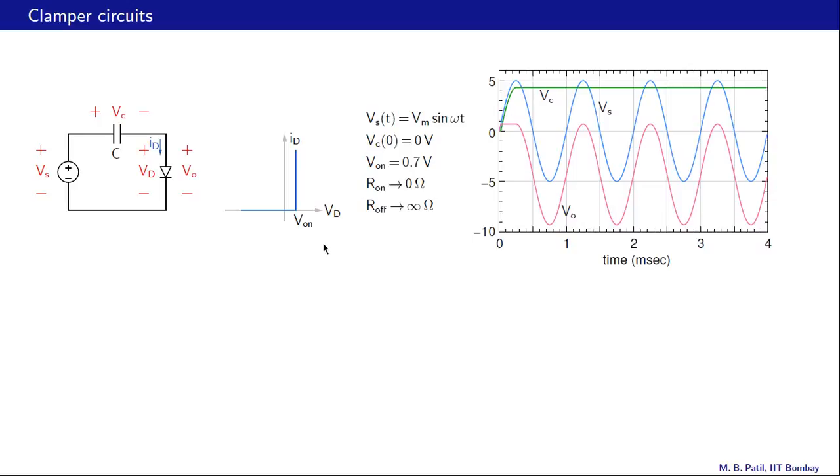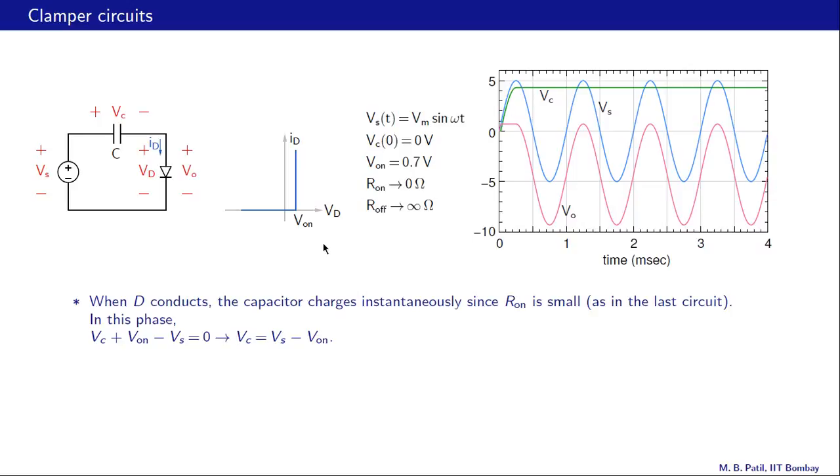Let us go through the observations that we went through earlier and relate those to the graphs. When D conducts, the capacitor charges instantaneously, once again, since the time constant is small, as in the last circuit. In this phase, we have Vc plus Vd, which is V on, since the diode is conducting, minus Vs equal to 0, and that gives us Vc equal to Vs minus V on.